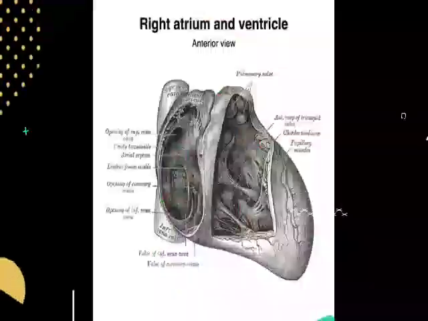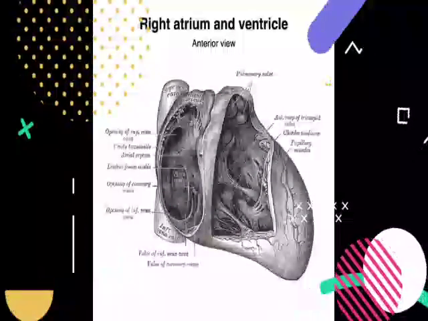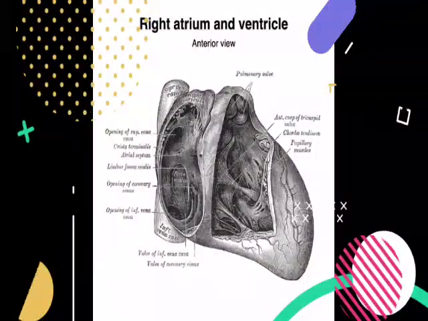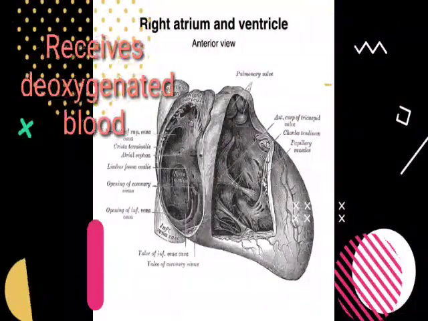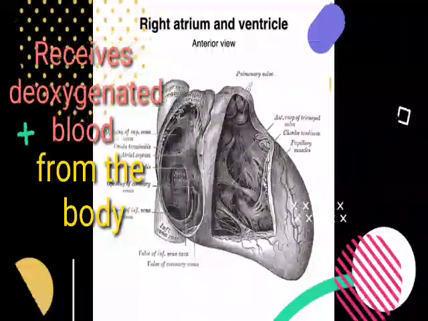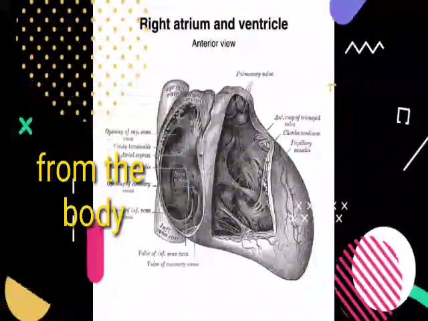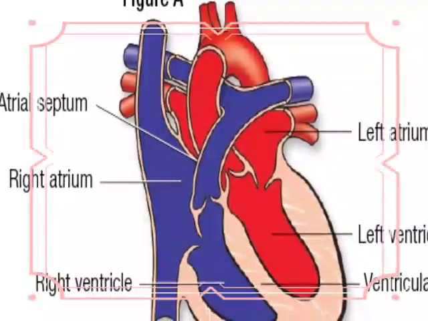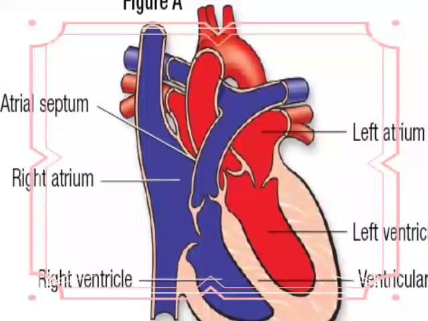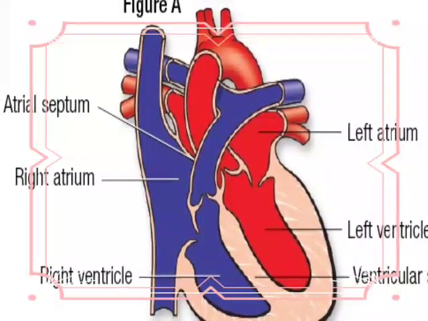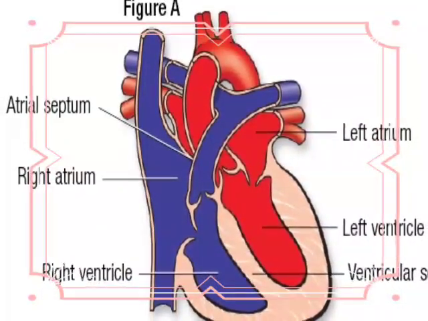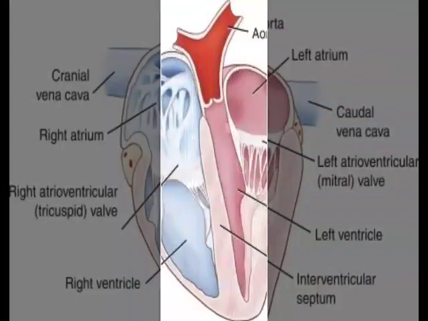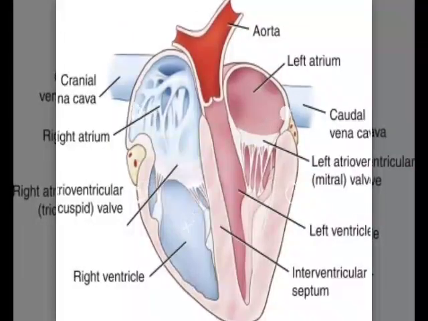Let's start by looking at the right side of the heart. The right atrium is one of the 4 chambers of the heart and is located at the top of the heart. It receives deoxygenated blood from the body through 2 main veins, the superior vena cava and the inferior vena cava. The superior vena cava brings deoxygenated blood from the upper body, while the inferior vena cava brings deoxygenated blood from the lower body.